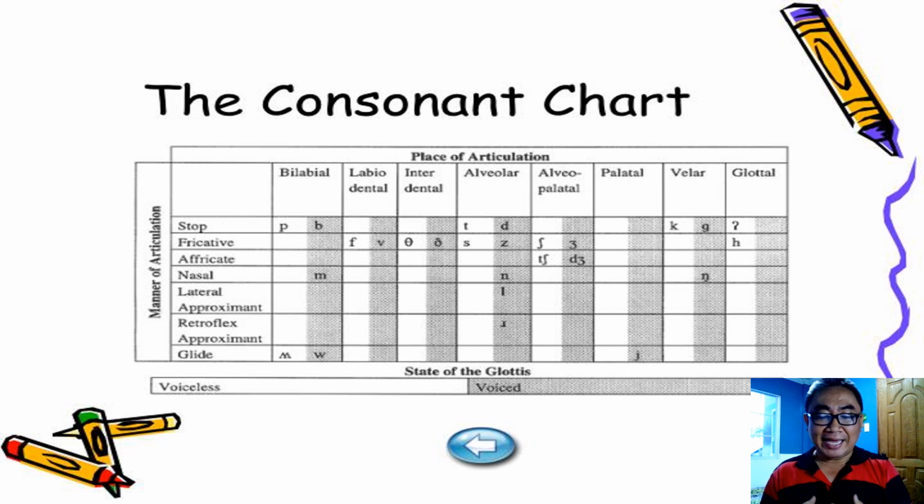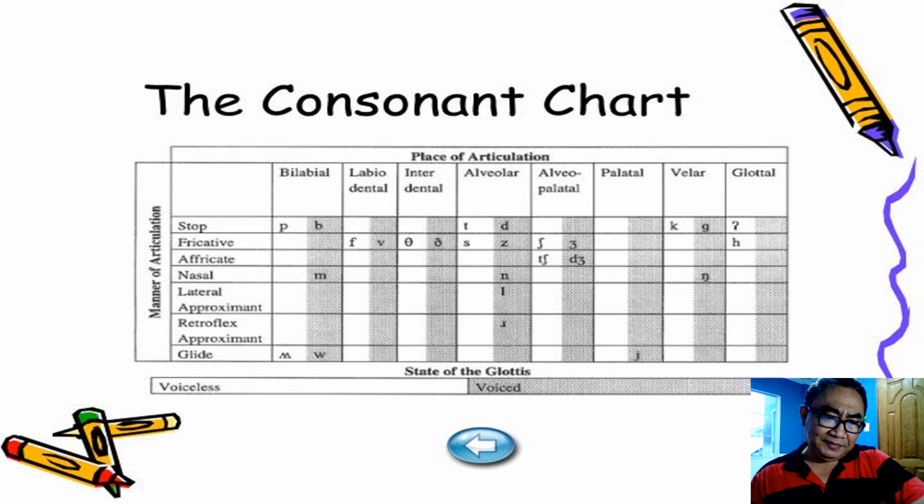So in phonetics, a plosive consonant is made by blocking a part of the mouth so that no air can pass through it. After stops, we have fricatives.